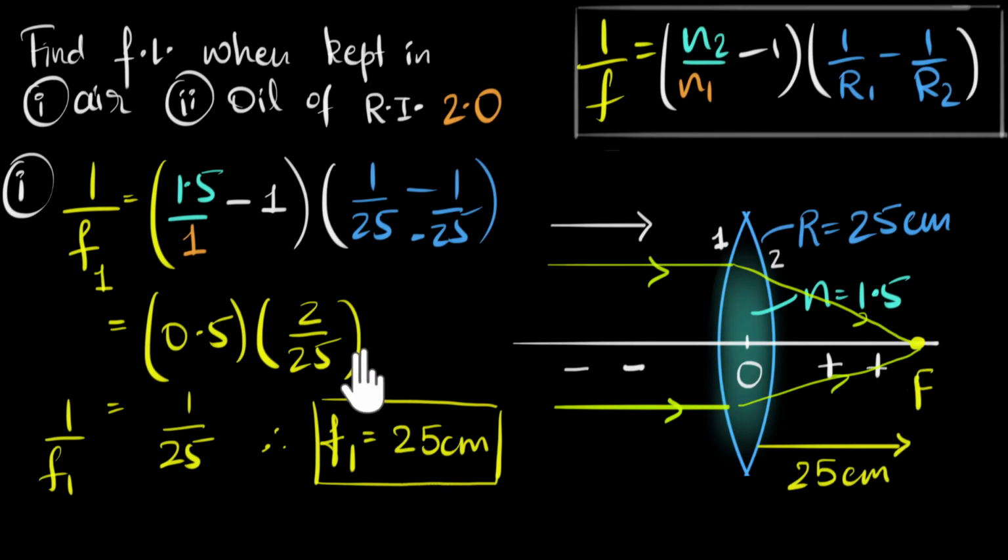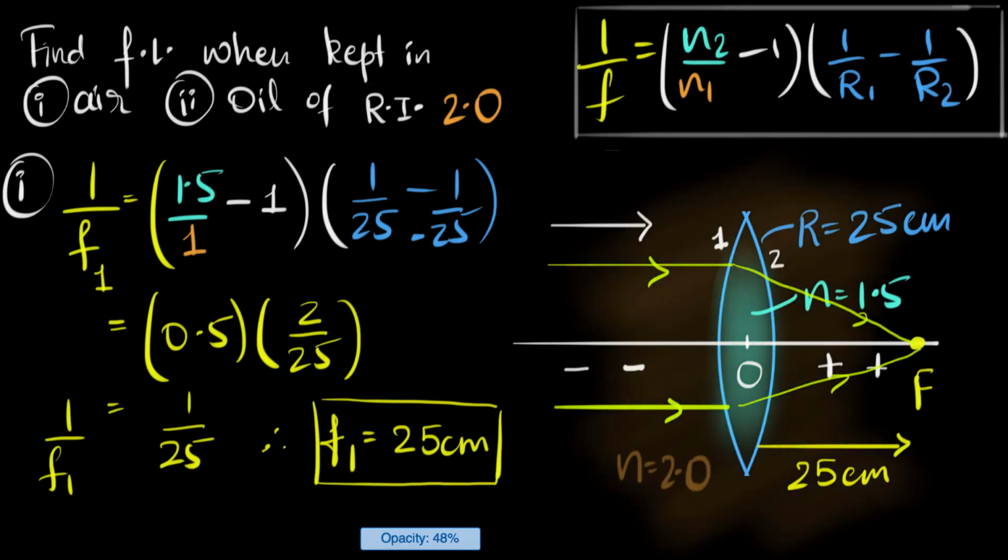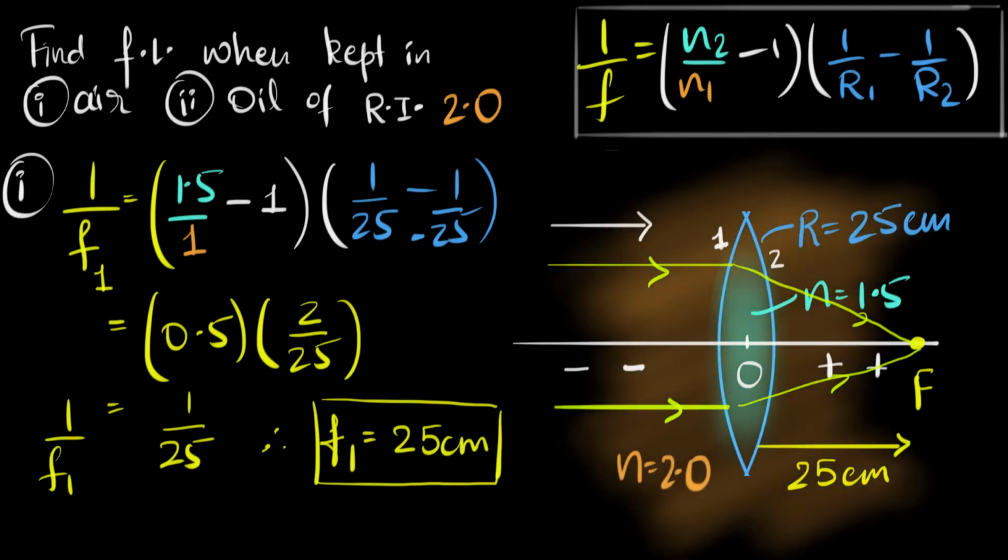All right, now let's go to case 2. In the second case, our lens is kept in an oil of refractive index 2.0, which means the surrounding medium of our lens now is going to be oil with the refractive index of 2.0. So it would be a great idea to pause the video over here and see if you can try this yourself. All right, let's see.